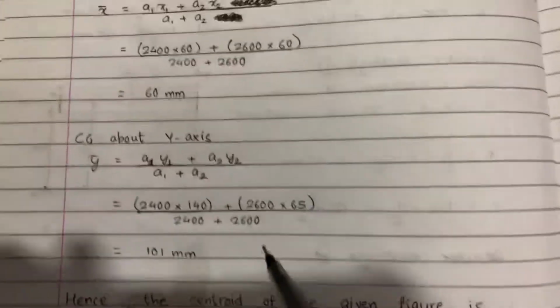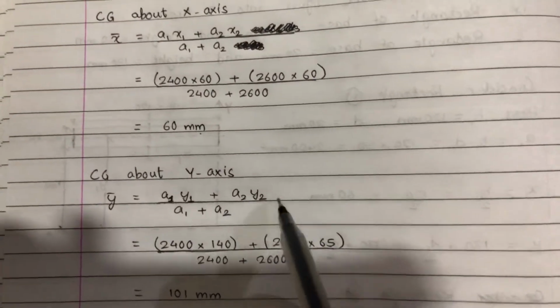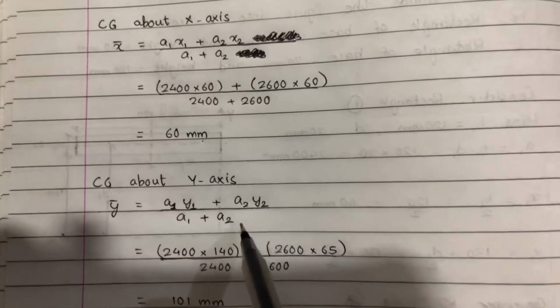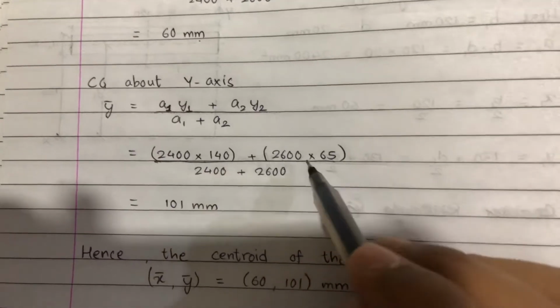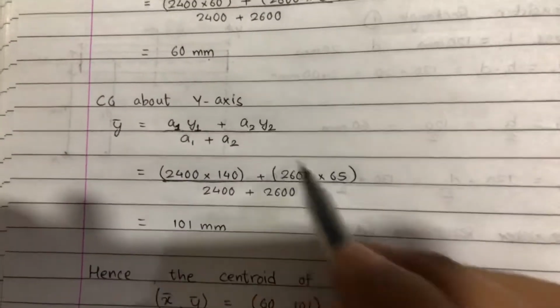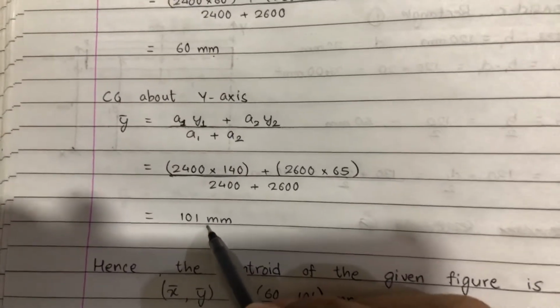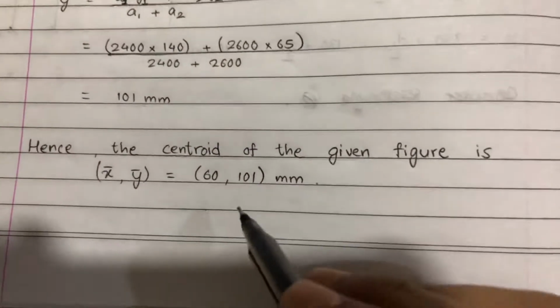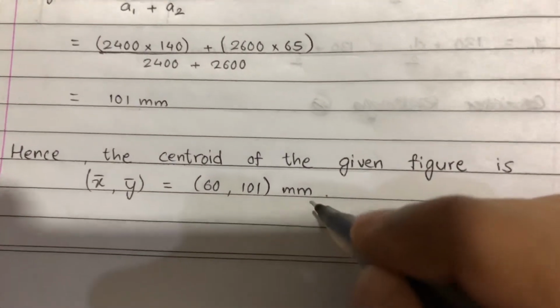And CG about y-axis will be y bar is equal to A1 y1 plus A2 y2 whole divided by A1 plus A2. Now A1 we got, y1 we got 140, A2 we got 2600 and y2 we got 65. So putting all this in the calculator, we get the value y bar equal to 101 mm. Hence, the centroid of the given figure is x bar, y bar is equal to 60, 101 mm.